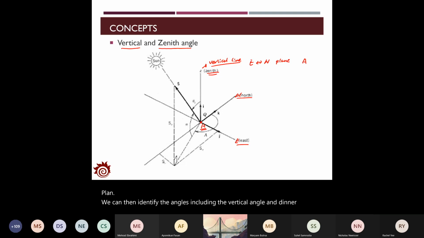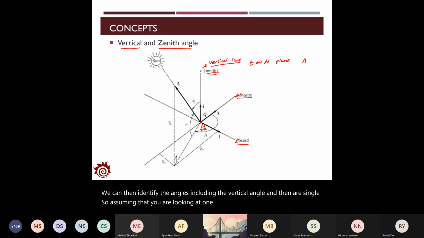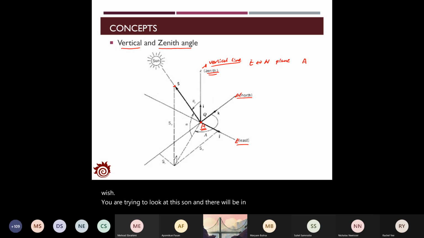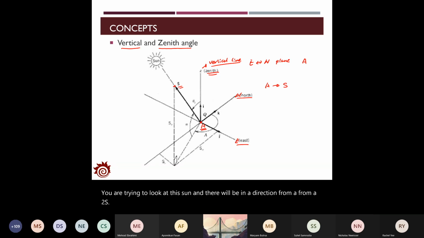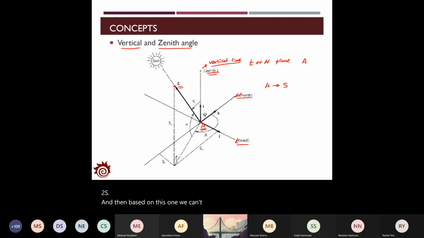So assuming that you are looking in one direction, it could be any direction. It could be a direction on the plane. You can look at one point in the horizontal plane. You can also look at a point in the air or one point under the ground. Any point will be fine. Assuming in this example that you are trying to look at the sun, there will be a direction from A to S. Based on this, we can define the vertical angle and zenith angle.